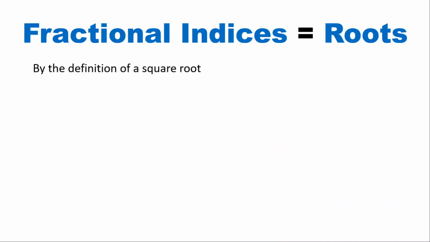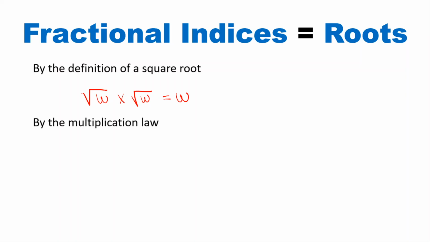Now let me try to explain to you why fractional indices are the roots, because of course the more you understand, the less you have to memorize. So for example, the square root of w, by definition, is the number that multiplies by itself, so multiply by the square root of w, to give you a value of w, right?